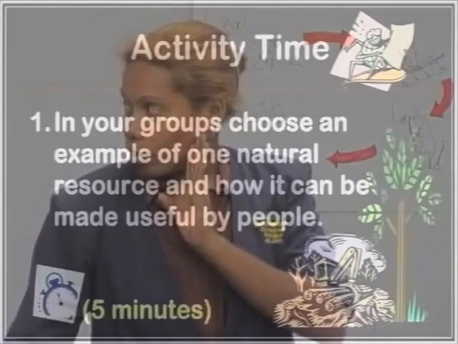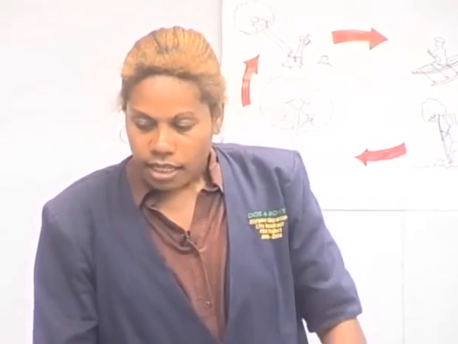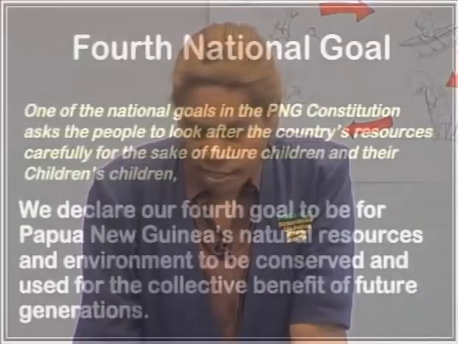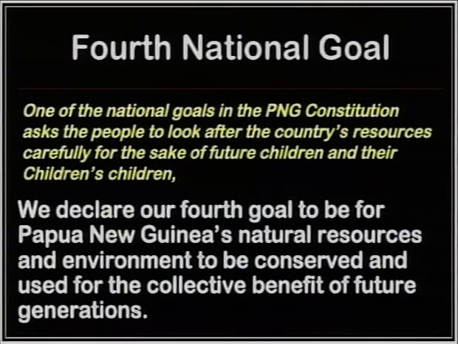All right, class, please, let's have a look here. It says the fourth national goal. This is one of the national goals in the Papua New Guinea constitution. Remember, our constitution is a set of written laws. Can we all read this part here? We declare our fourth goal. Everyone, class, read together. We declare our fourth goal to be for Papua New Guinea's natural resources and environment to be conserved and used for future generations. This is one of the national goals in the constitution.